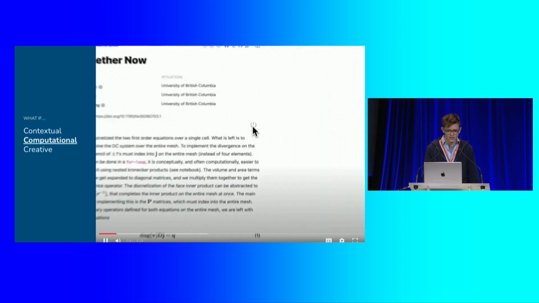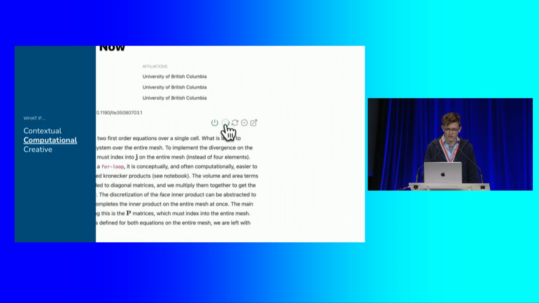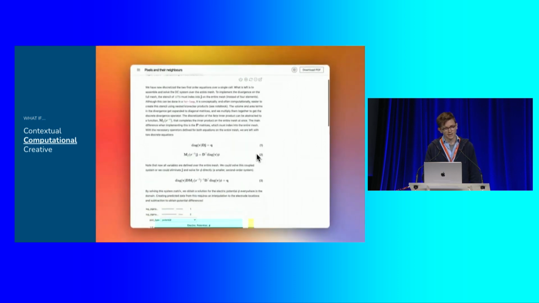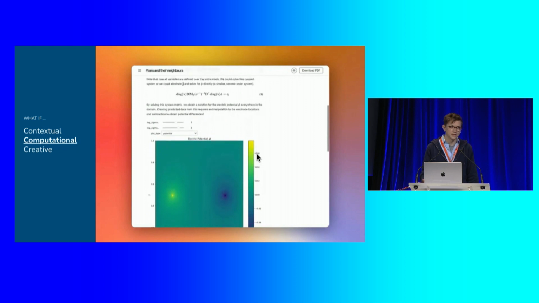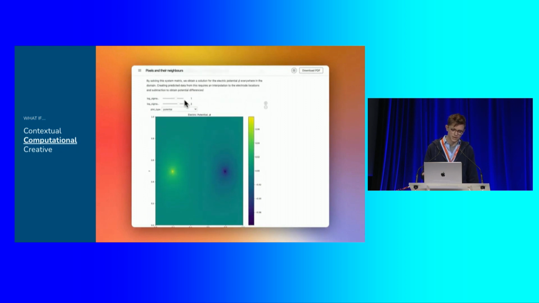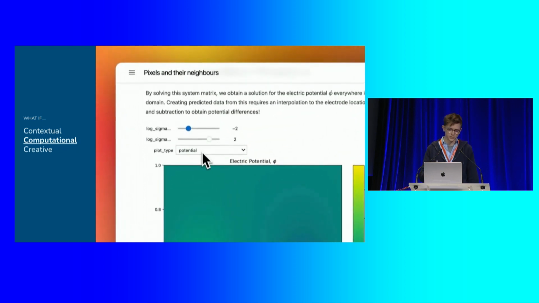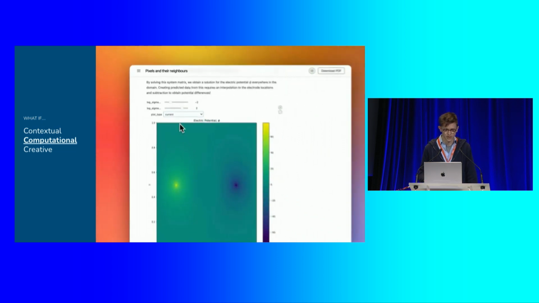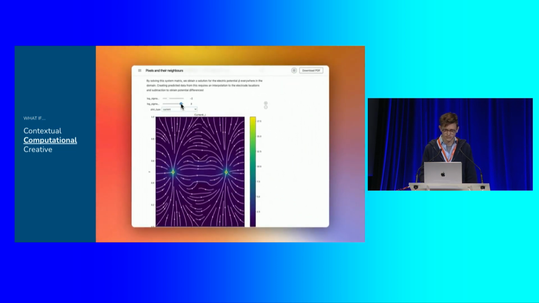Having computation inline, I think this is a pretty familiar thing at this conference, but why can't this come with the final paper? Why can't this be how papers are published, that you push a button, and all of a sudden your paper is running and people can play with your figures?